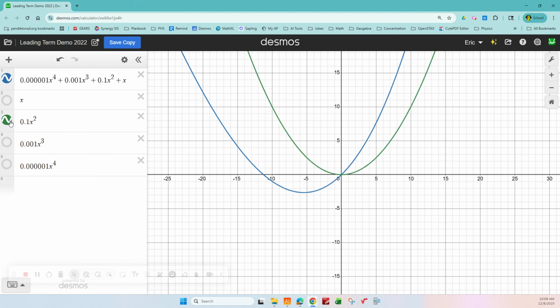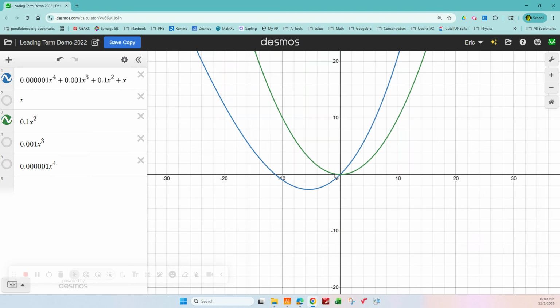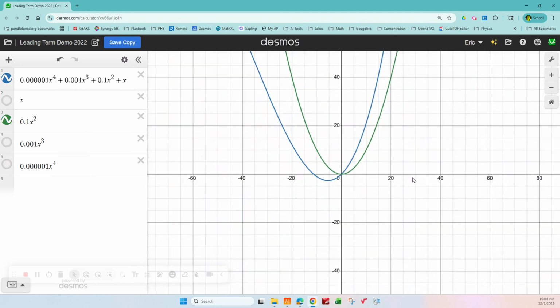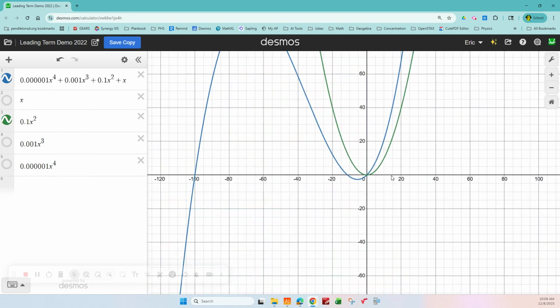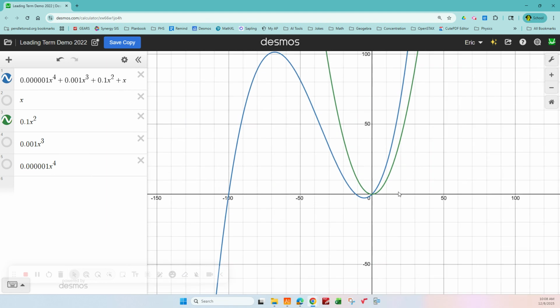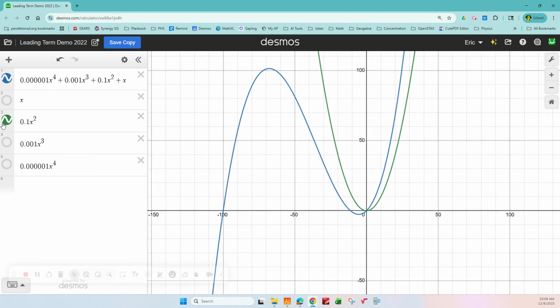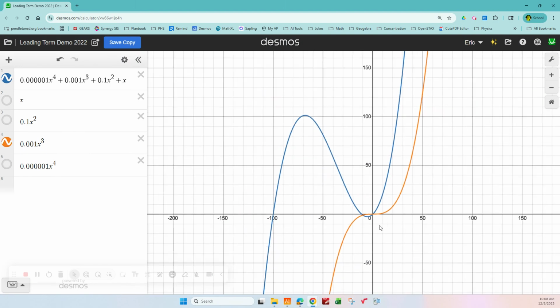Well, what about this one? I mean, that looks pretty similar, right? Seems like it matches that quadratic term. Okay, I guess that's pretty good. We zoom out some more. Uh-oh, things changed. So I guess that quadratic term isn't doing the job anymore. How about the cubic term? Well, that's pretty good. Think it's going to work forever?